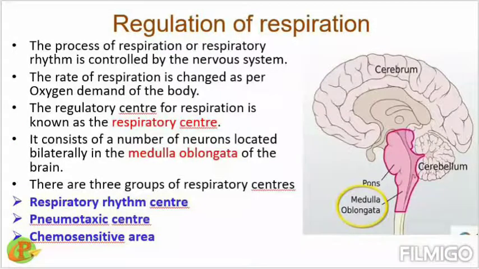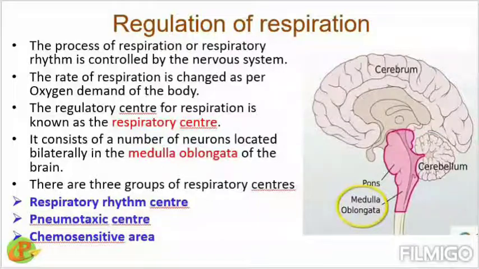Now comes the regulation of respiration. Respiration is regulated by our nervous system. The regulatory site of respiration is called the respiratory center, which is present in our brain at the medulla oblongata. You can see in the picture the medulla oblongata is encircled. There are actually 3 groups of respiratory centers: the respiratory rhythm center, the pneumotaxic center, and the chemosensitive area.